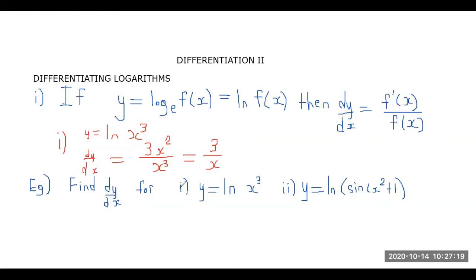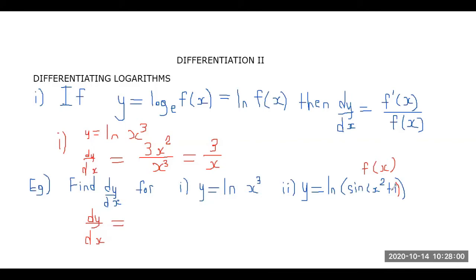The next thing to talk about is consider y is equal to ln the sine of x squared plus 1. So your function of x is the sine of x squared plus 1. And so how you're going to find your derivative is you're going to say dy by dx is equal to, what is the derivative of f of x? What is your derivative of sine x squared plus 1?